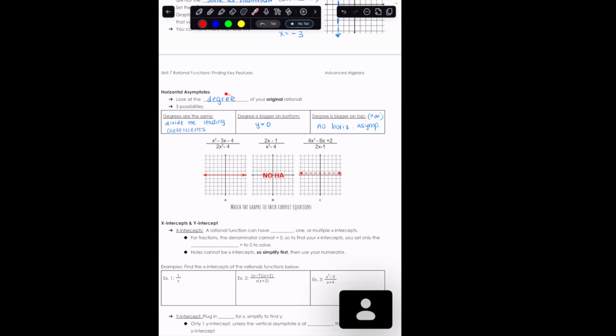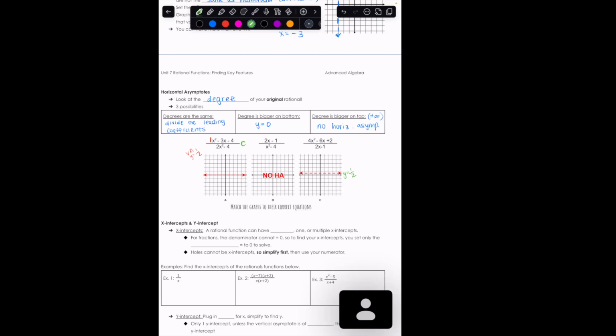So remember, your degree is your highest exponent. If I look at the degree of the original rational, the highest degree in the numerator is 2. Highest degree in the denominator is also 2. So they are the same because they have the same degree. I'm going to divide the leading coefficients. My leading coefficient in the numerator is a 1, and in the denominator is a 2. So that asymptote is going to be y equals 1/2. So this one is going to be C, because that y equals 1/2 is right there.